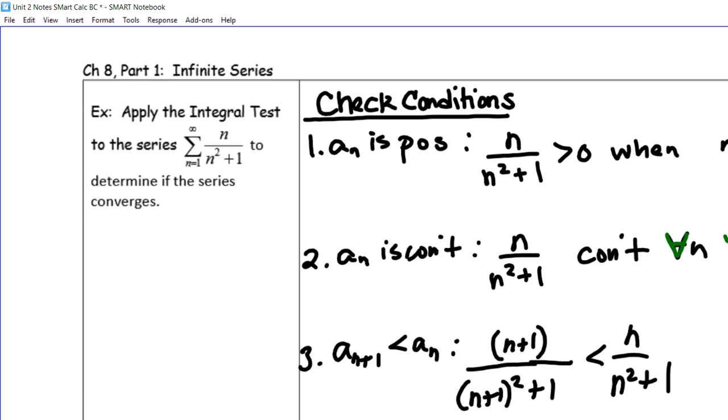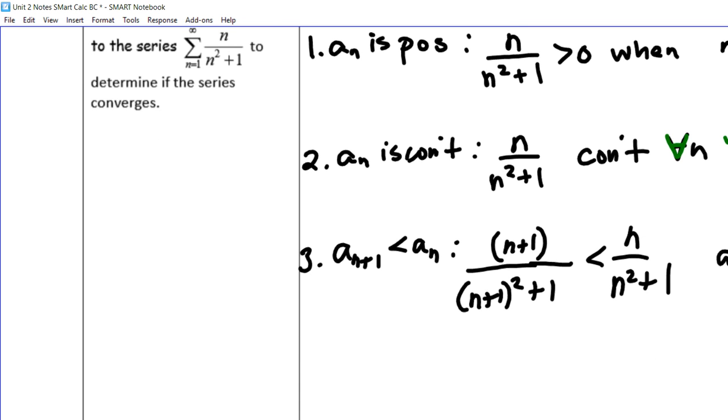So that's our initial. We're going to assume right now that n is greater than 0 so that we can cross multiply and not worry about switching the inequality. Okay?